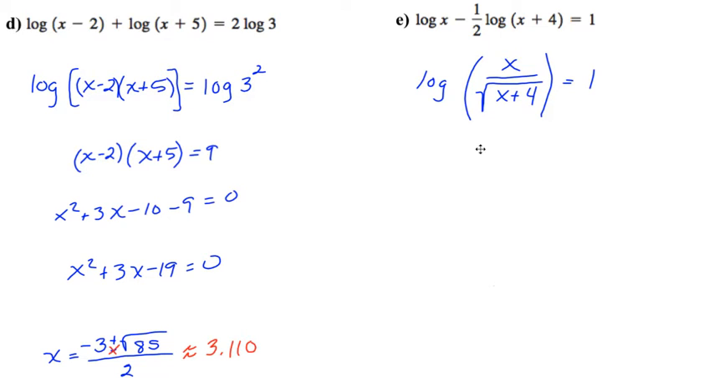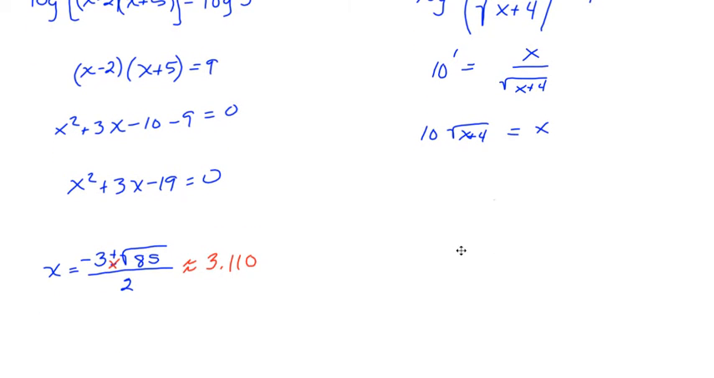Then what we can do is go ahead and write it in exponential notation. So we have, remember this is a common log, the base 10 to the first power equals the thing we have in parentheses. And then I'm going to multiply both sides by the square root of x plus 4. So we get 10 times the square root of x plus 4 is equal to x.